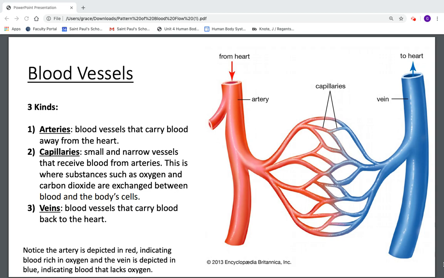So after the blood leaves the heart, it goes throughout the rest of the body, and it flows throughout the rest of the body in blood vessels. And there are three different kinds of blood vessels. We have arteries, which carry oxygen-rich blood away from the heart, delivering oxygen to the body. From the arteries, blood flows into smaller vessels called capillaries. This is the site of exchange between the blood and body cells. From capillaries, oxygen-poor blood flows into the veins and back to the heart.